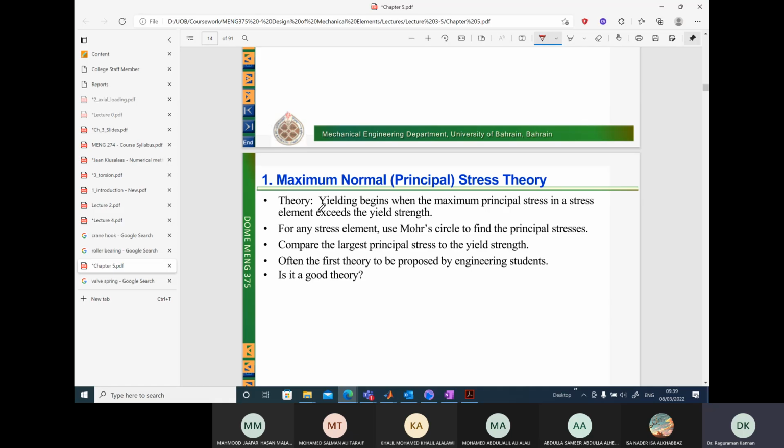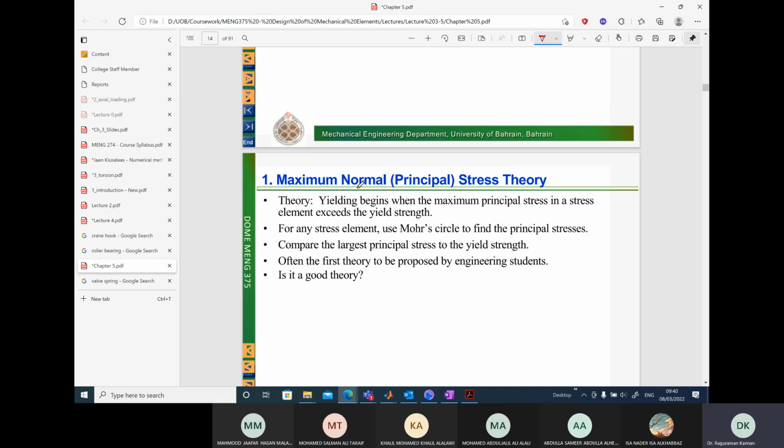Whenever we talk about yield phenomena, yielding, it immediately tells you that this is for a ductile material and not for a brittle material. Yielding does not take place in a brittle material, only in a ductile material. So first we go through what is called the maximum principal stress theory or the maximum normal stress theory. According to this theory, when the maximum principal stress does not exceed the yield strength of the material, then failure doesn't happen in the case of ductile materials.